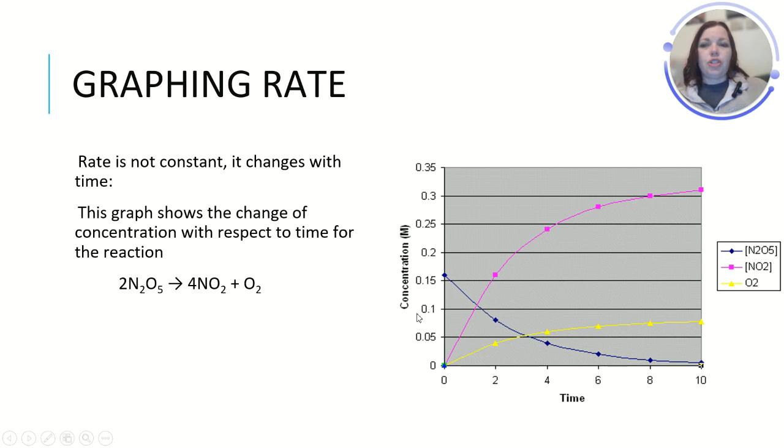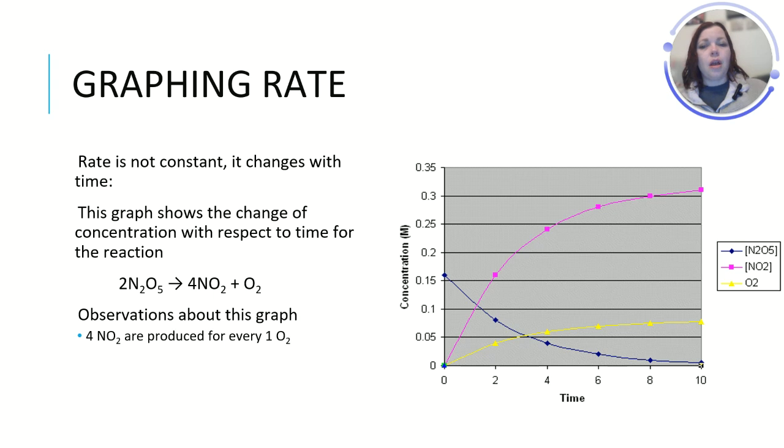So this graph shows the change of concentration with respect to time for the reaction 2N2O5 yields 4NO2 plus O2. I want to point out a couple of things here. First of all, there's your concentration on your y-axis. Time is on your x-axis. And about the lines themselves, you see that 4 NO2 are produced for every 1 O2, and that matches the stoichiometry in the reaction.